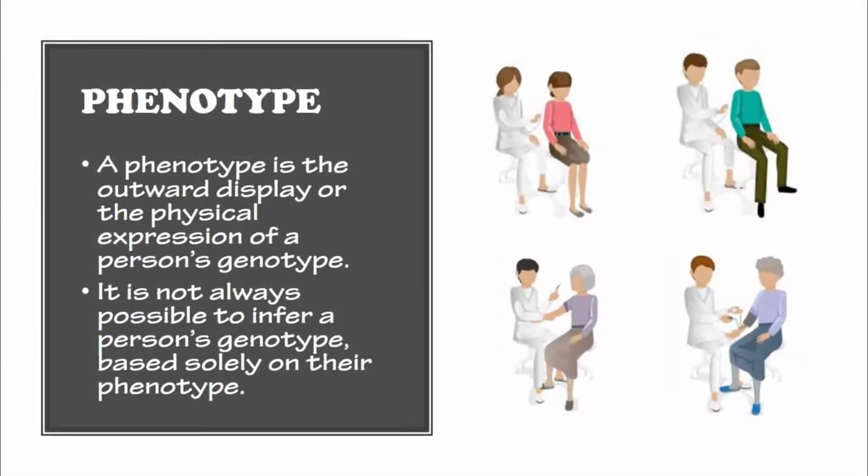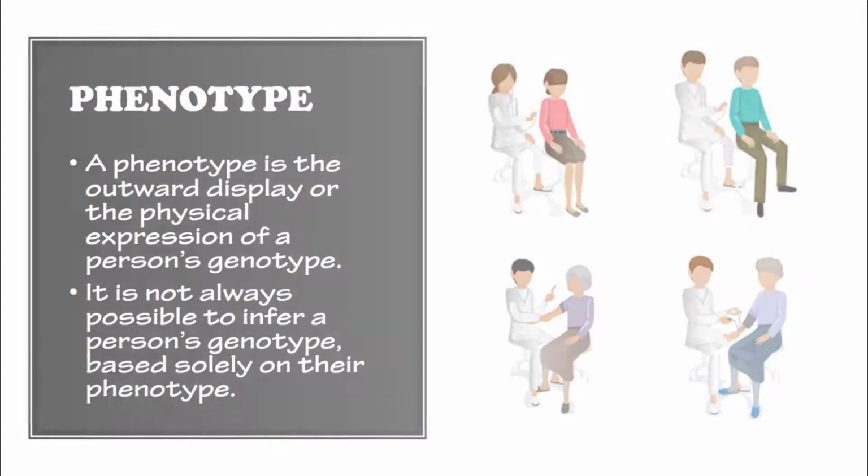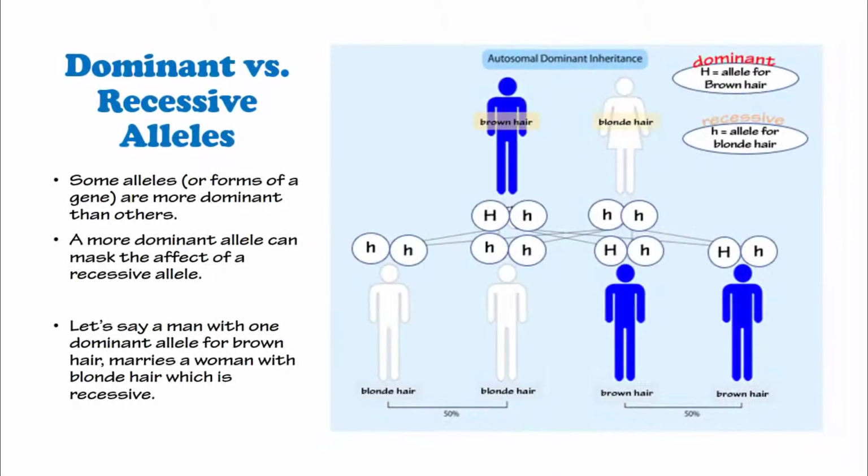A phenotype is the outward display or the physical expression of a person's genotype. It is not always possible to infer a person's genotype based solely on their phenotype. Dominant versus recessive alleles. Some alleles, or forms of a gene, are more dominant than others. A more dominant allele can mask the effect of a recessive allele. Let's say a man with one dominant allele for brown hair and one allele for blonde hair marries a woman with blonde hair, which is recessive.